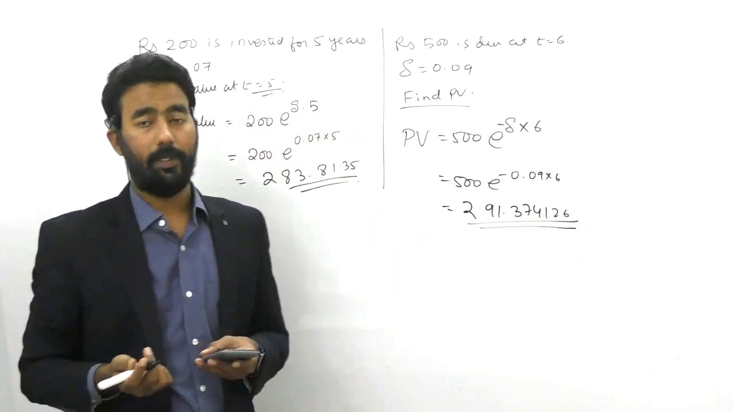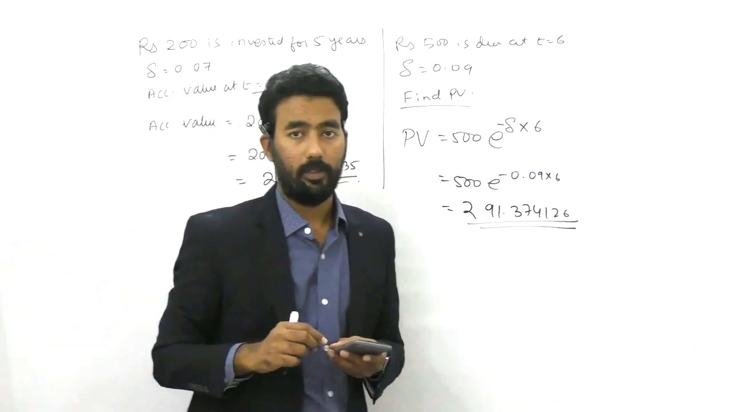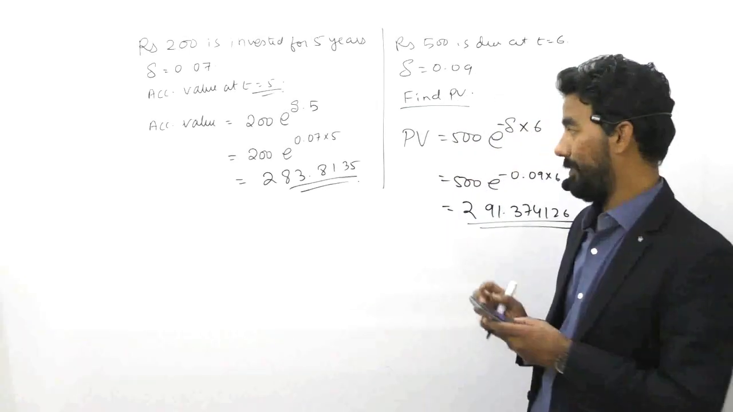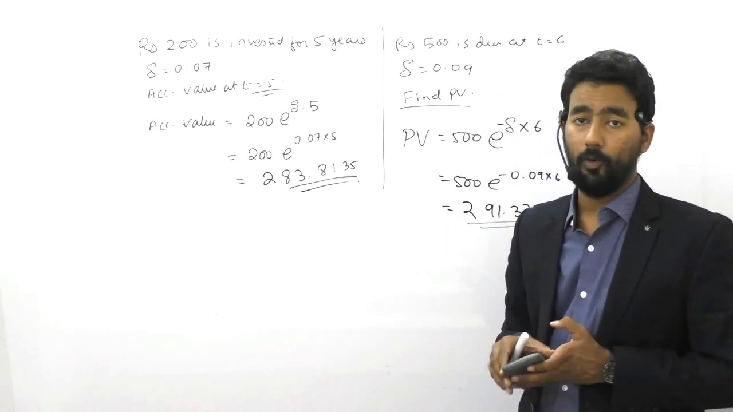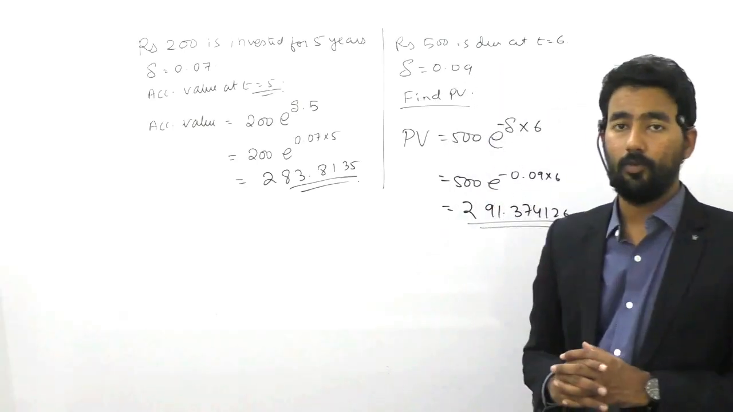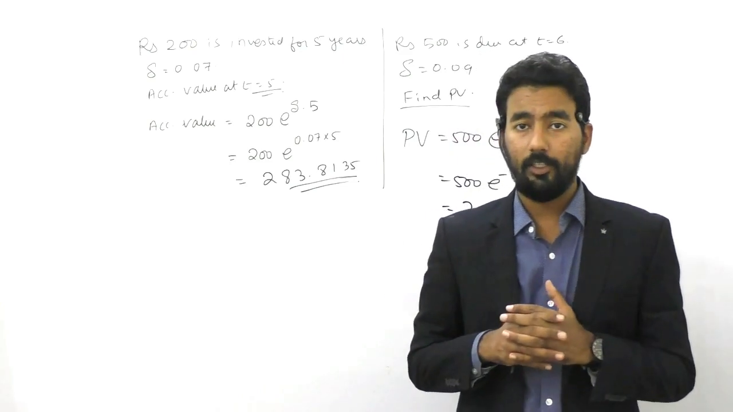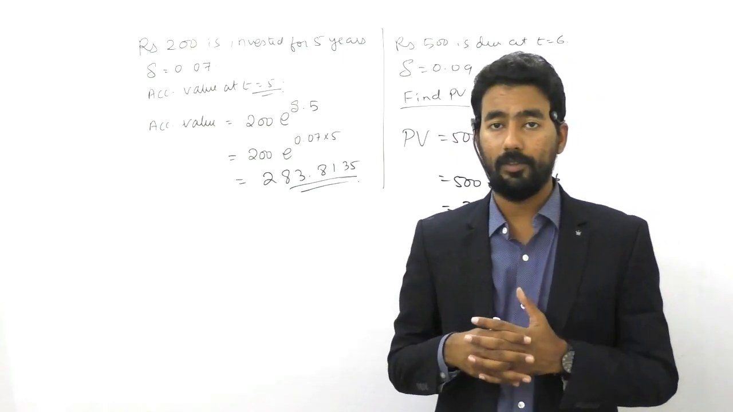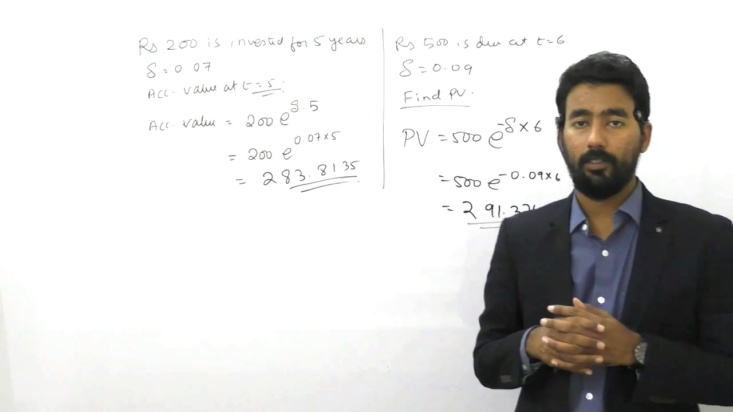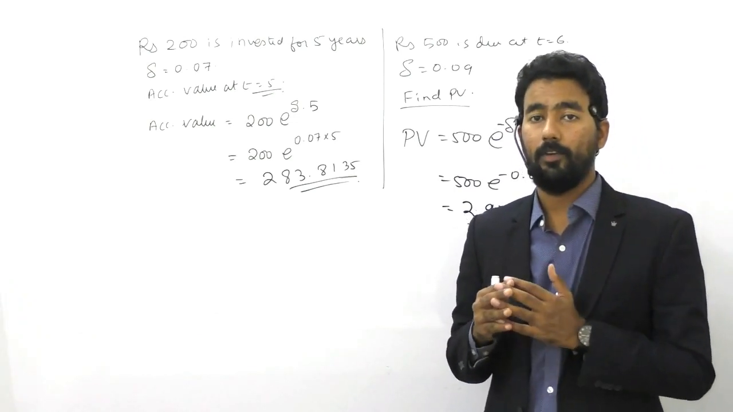So this is how you find present values and accumulated values using force of interest. So this is all about the simple cases of force of interest. The force of interest can sometimes be given in a bit complicated way. Sometimes it can be given to you as a function of time. Function of time means it changes its value as the time changes. So now we are going to consider some cases where force of interest is considered as a function of time.